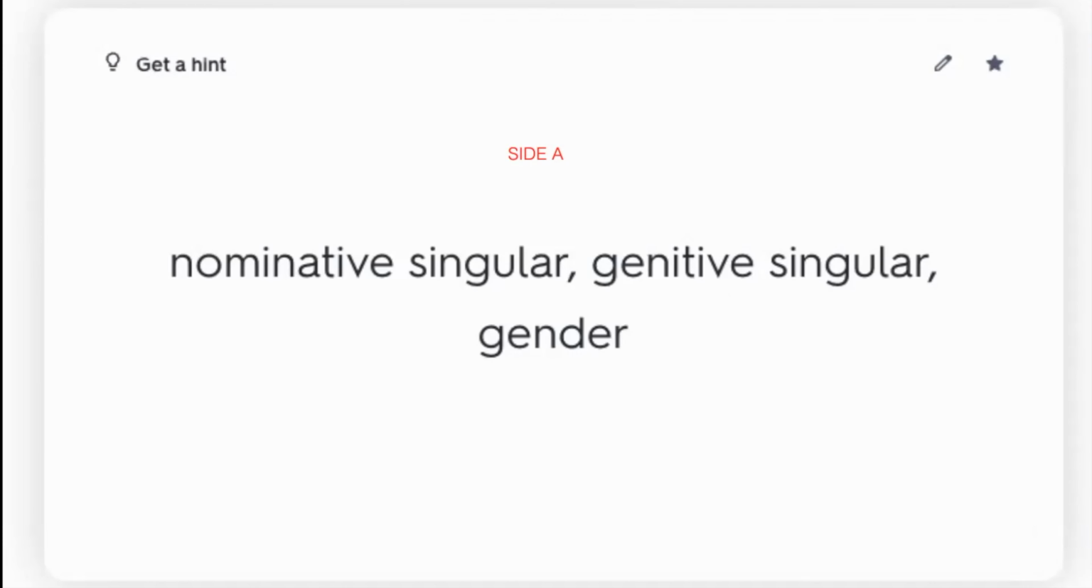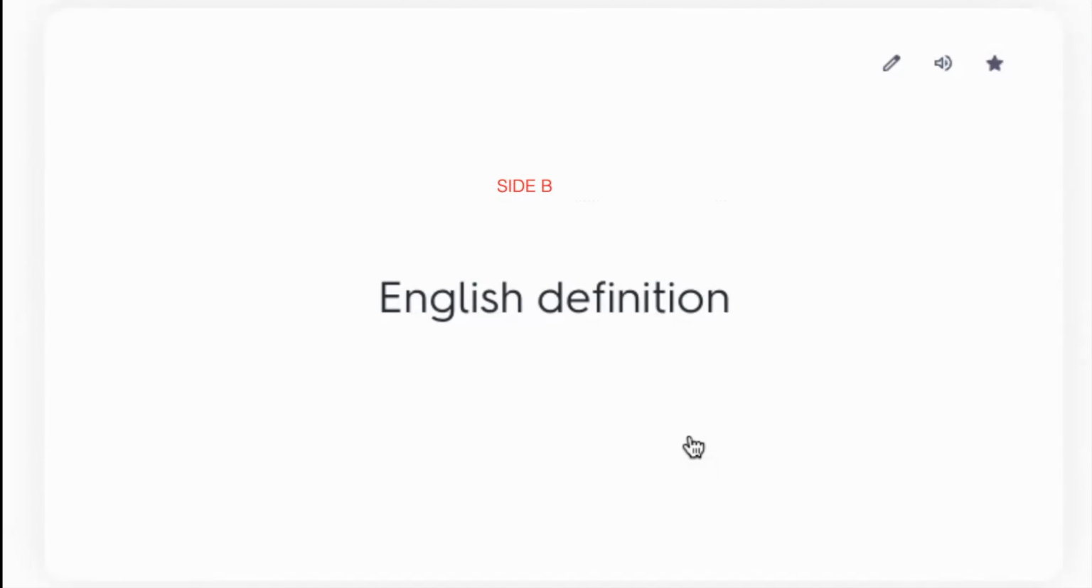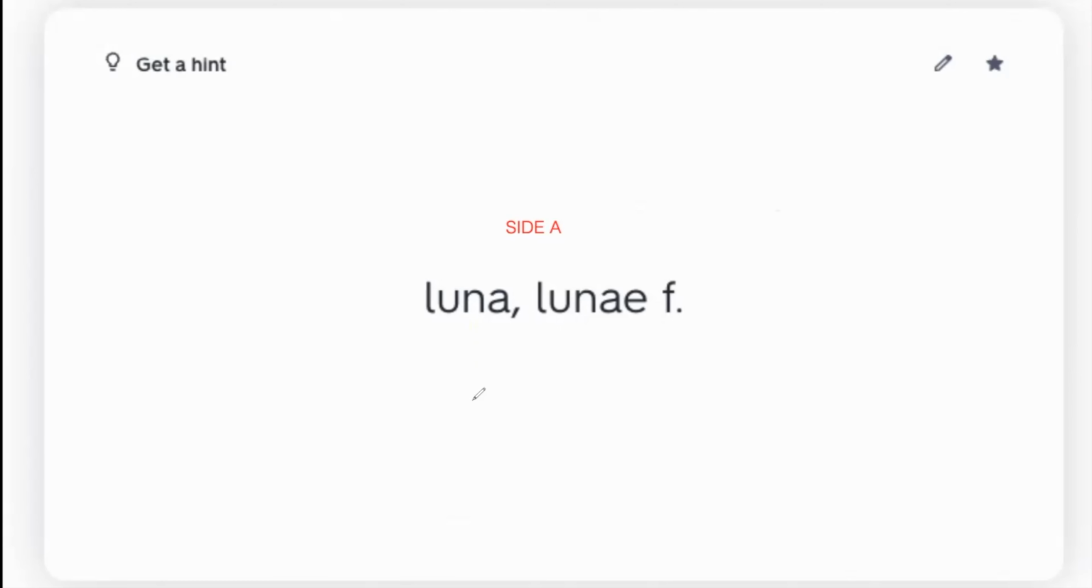So remember, one side has the dictionary entry for the noun, which includes the nominative singular, the genitive singular, and the gender abbreviation. And the opposite side will have the English translation definition. Here we have the noun Luna. So here is the entire dictionary entry for the noun Luna on one side. You can see here we have the nominative singular, Luna, the genitive singular, lunae, and the letter F to tell us it is feminine in gender.